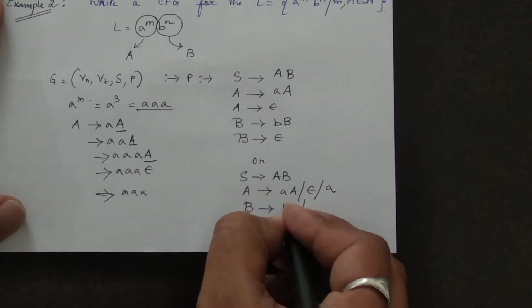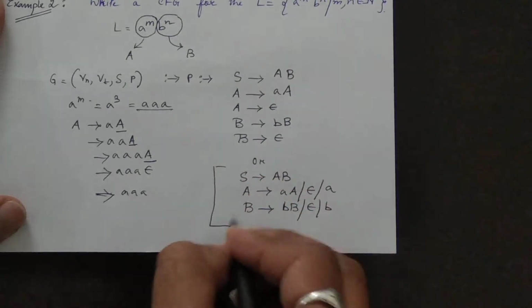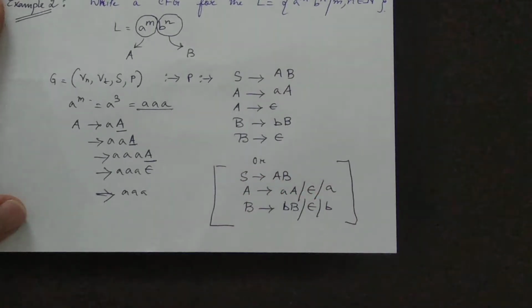B, epsilon, and small letter b. So this is the production that I received finally.